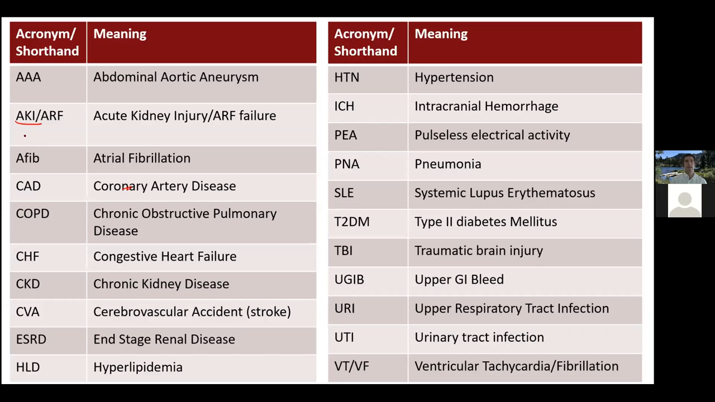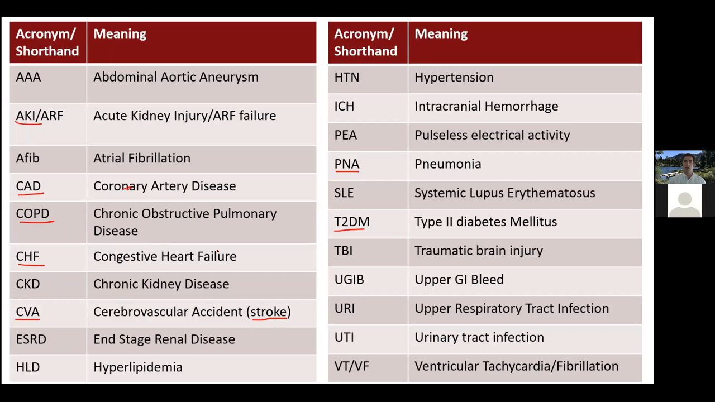AKI, which is acute kidney injury, CAD, which is coronary artery disease, COPD, chronic obstructive pulmonary disease, CHF, congestive heart failure, CVA, which is a cerebrovascular accident, which is just another word for stroke, ESRD, end-stage renal disease, hyperlipidemia, hypertension, you're going to see all the time, pneumonia, and then diabetes. So you'll see T2 diabetes mellitus very frequently as well.